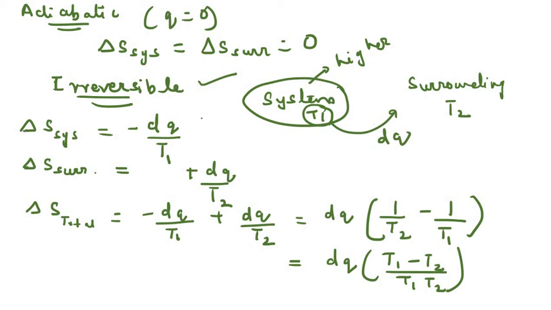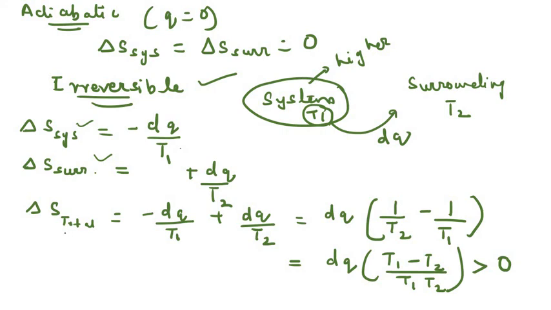The change in entropy of the system is minus dq by T1, because T1 is the higher temperature, and delta S of the surrounding, which is gaining that heat, is dq by T2. So delta S total is delta S system plus delta S surrounding, which is minus dq by T1 plus dq by T2, that is dq times (T1 minus T2) by T1 T2. Now here T1 is at a higher temperature, so it will be greater than 0.